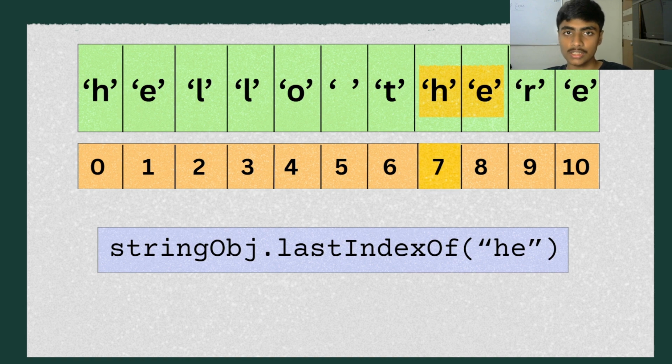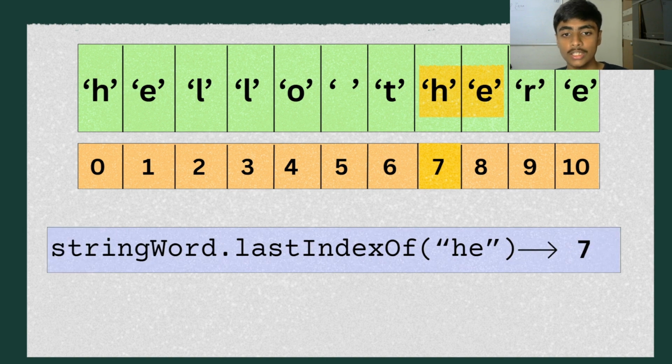The first occurrence is at the beginning, but remember we're doing a lastIndexOf. This is going to be returning the starting index of the last occurrence of the string. Now since the starting index is 7, this method is just going to return the value 7.